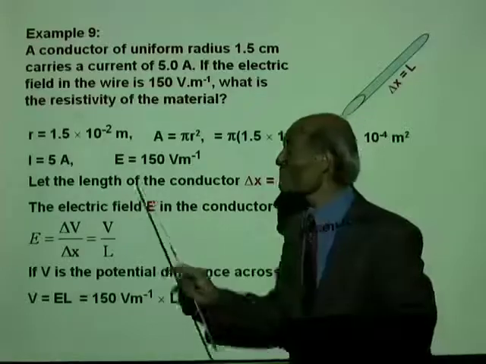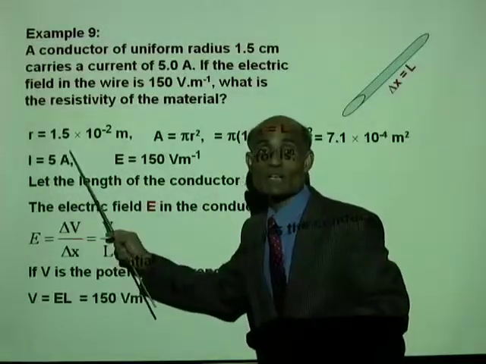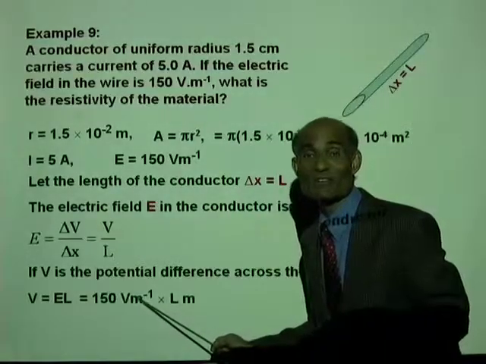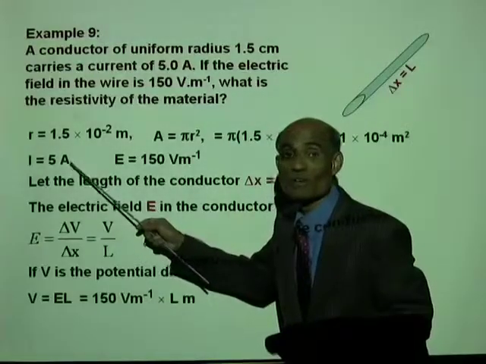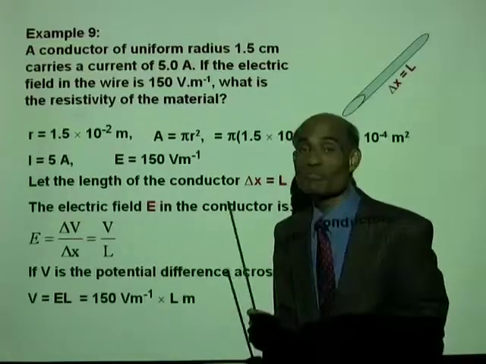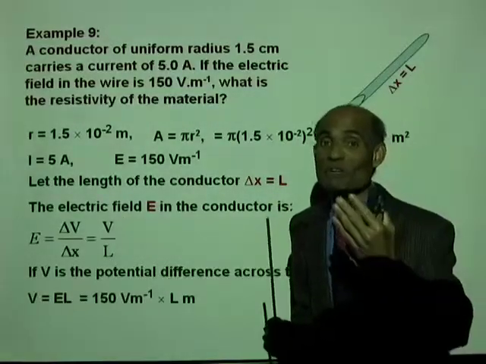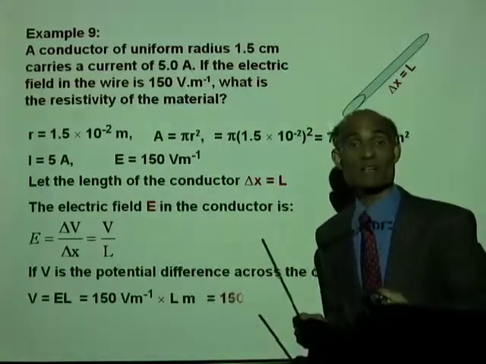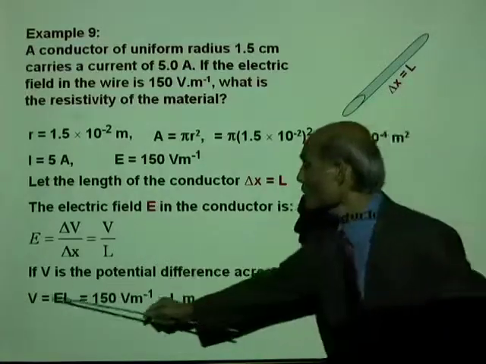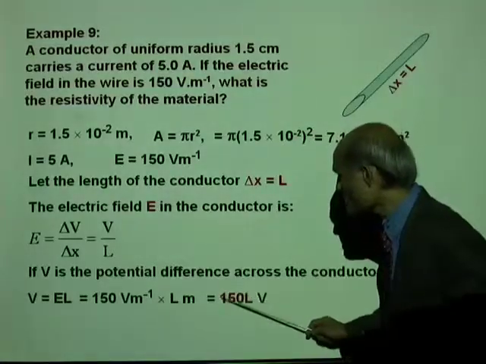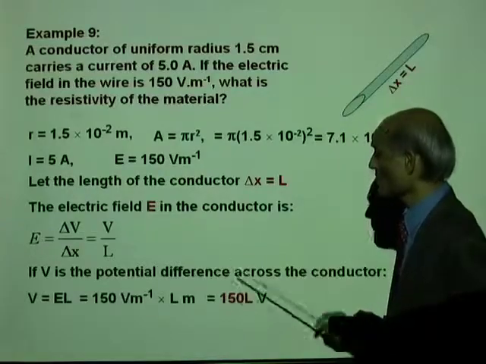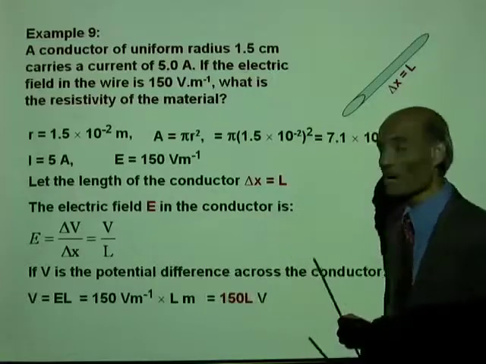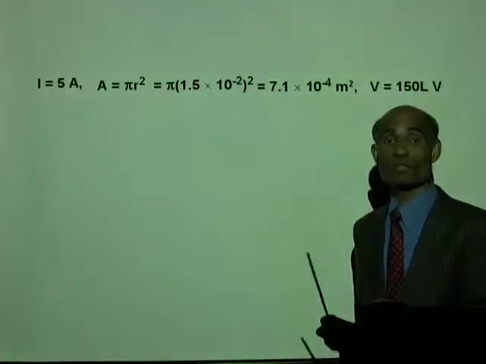Well, look at this. We know the current in the conductor. We now know the potential difference across its ends. What will that lead us to? Therefore, what other information can we obtain using that? We can find the resistance of that conductor. Alright, so the voltage is 150 L volt. The current is 5 ampere.